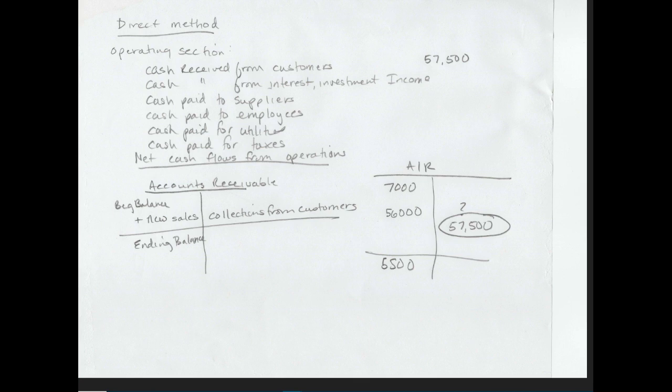Then I go to my income statement and I see that there are $56,000 in sales. I solve for my collections from customers using the T account, and I find that the collections from customers must have been $57,500. And I go ahead and indicate that as one of my 6 items. In our problem, there are no cash receipts from interest or investment income. So we go on and we try to find out cash paid to suppliers and employees and anything else.